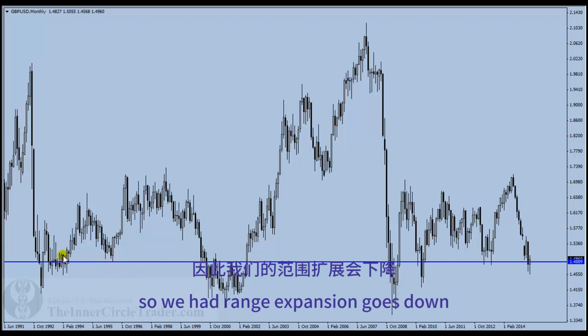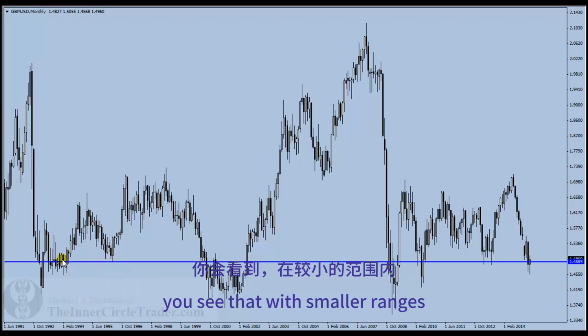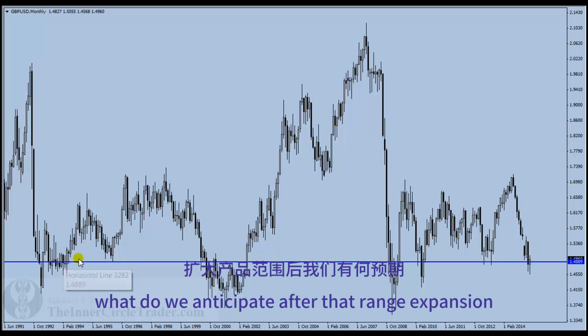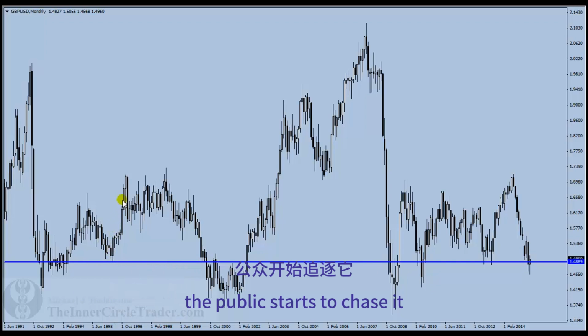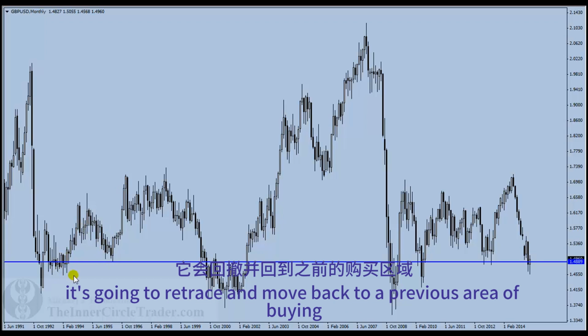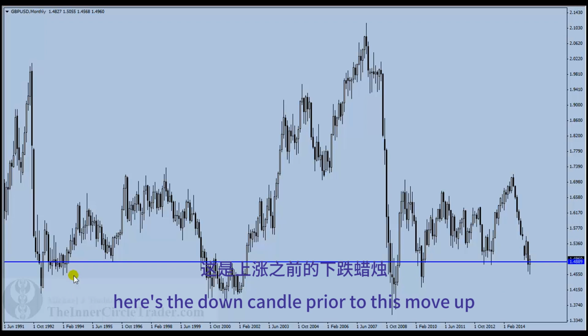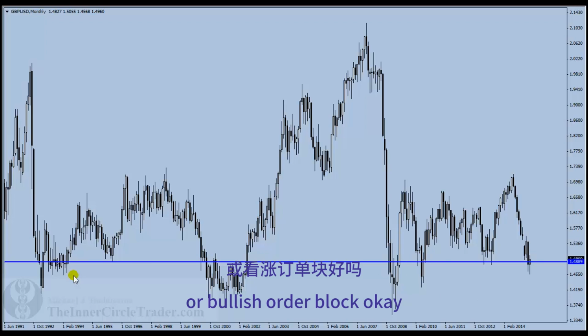Here's the down candle prior to this move up. Price comes right back down into that area of this down candle or bullish order block. Okay, we get into smaller ranges again. What's going to happen after the smaller ranges? Range expansion. Another move higher. As we see this cycle of range contraction and range expansion, you're going to dovetail that with your order blocks.